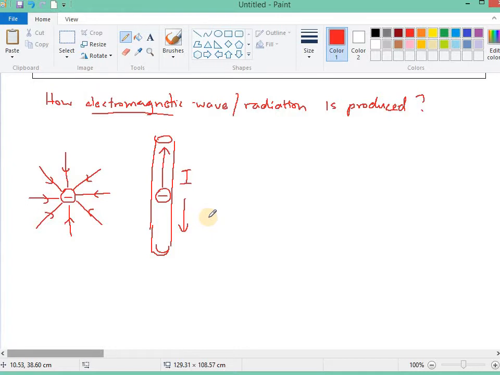And we also learned that if we have current, what happens? If we have current around this conductor, you will have magnetic field. Magnetic field will be produced by the electric current, or produced by the flowing charge, produced by the charge that is flowing.